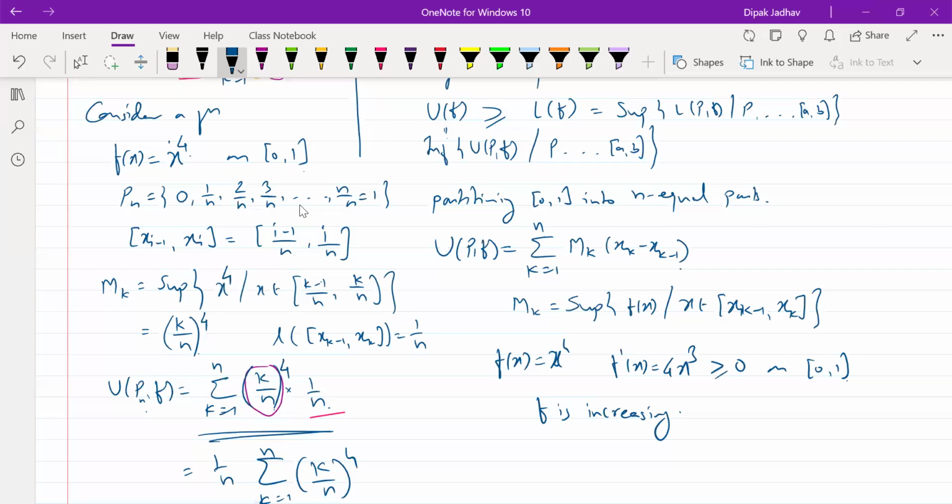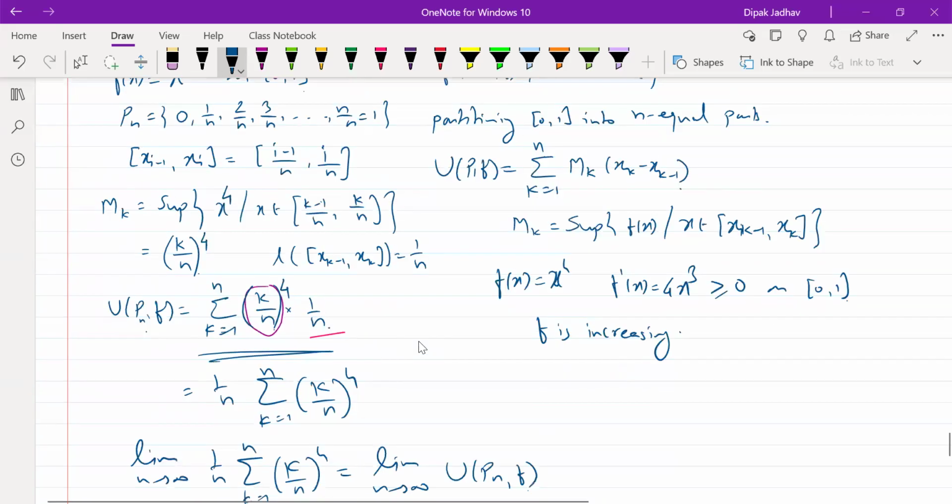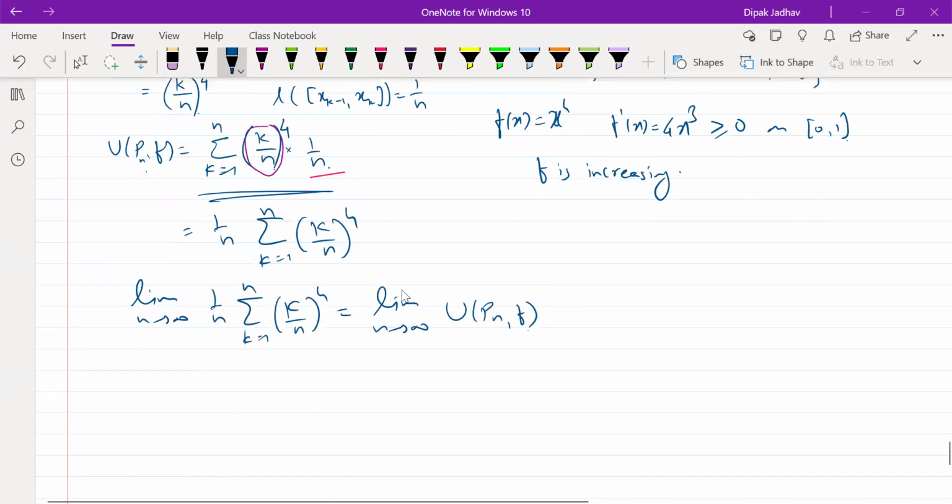The number of subintervals will go on increasing, and the length of each subinterval will go on decreasing. That means we are refining the partition. So in short, when you compute the limit of this upper sum, we are computing the upper Riemann integral. So this limit will be exactly equal to the upper Riemann integral.